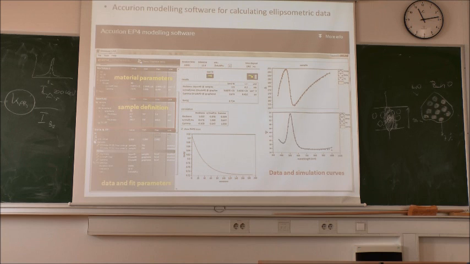In the sample definition section, we arrange these materials in the right order, and as the optical model is constructed, then simulated psi and delta curves are displayed in the same place where the experimental data are. Then thickness or optical constants are varied until these simulated curves fit our experimental data.